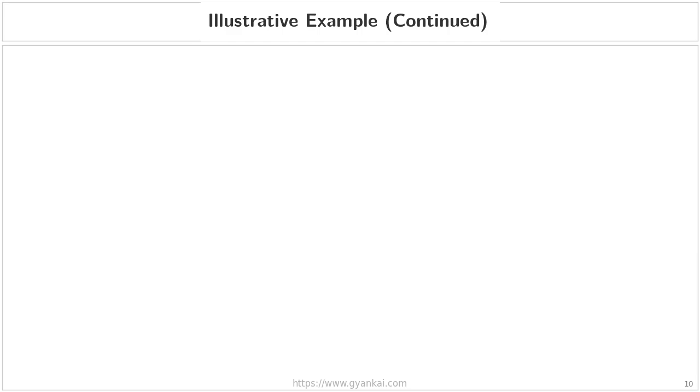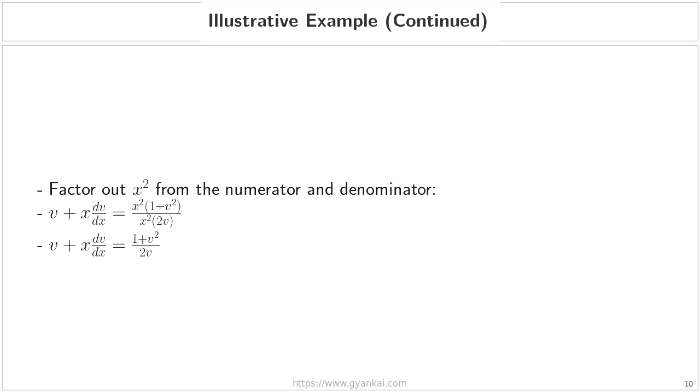Illustrative example, continued. Now let's pick up where we left off on the previous slide. We have our equation expressed in terms of v and x, but it still looks a bit cluttered with those x squared terms. First, we are going to factor out x squared from both the numerator and the denominator. As you can see, the x squared in the top cancels out with the x squared in the bottom. This leaves us with a much cleaner expression.